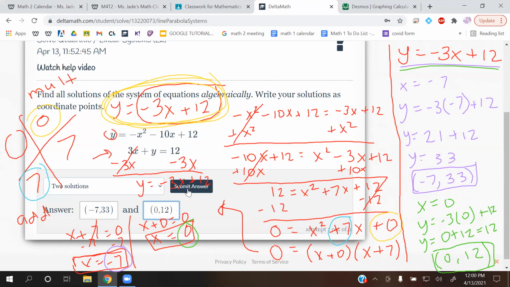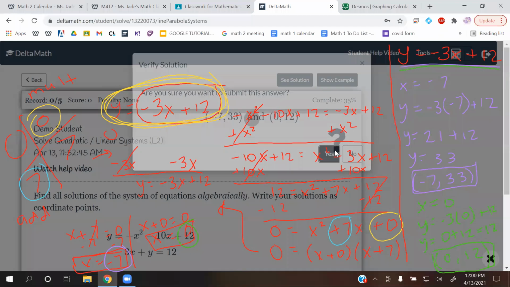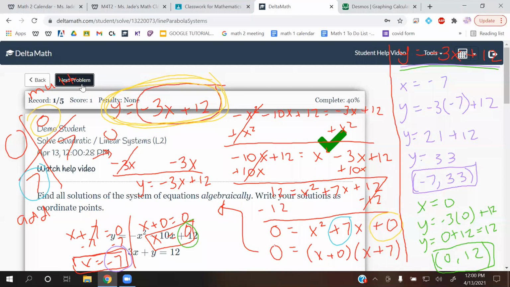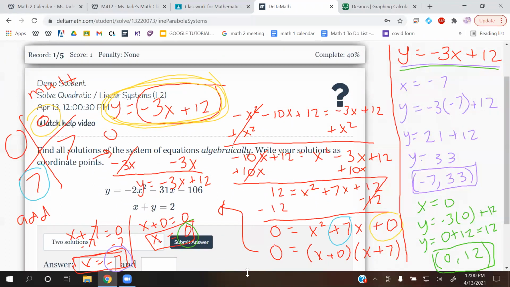Oops, I guess I didn't pause. Whatever. Okay, let's submit the answer. Next problem. And clear the annotations because it's so messy.